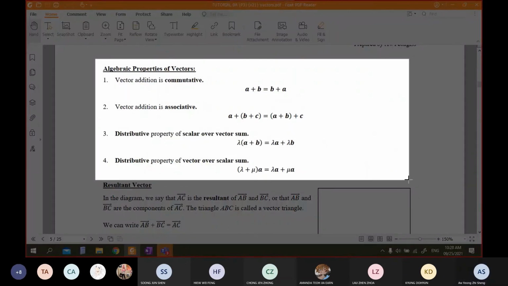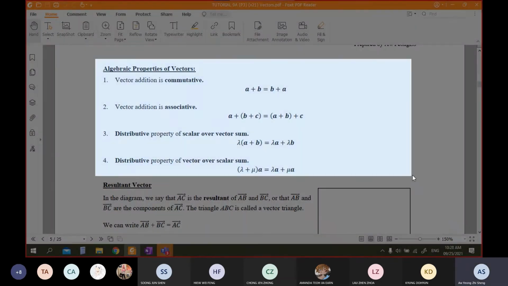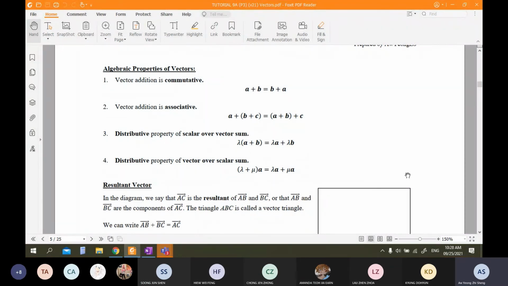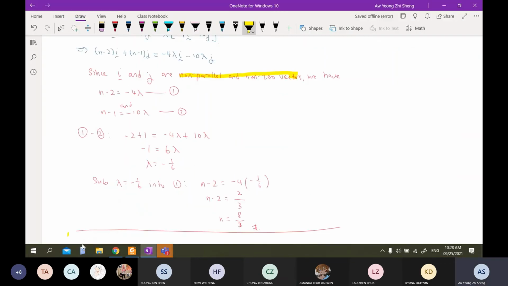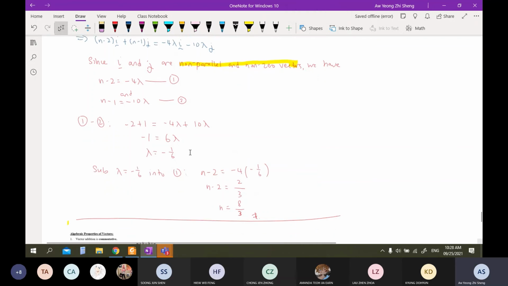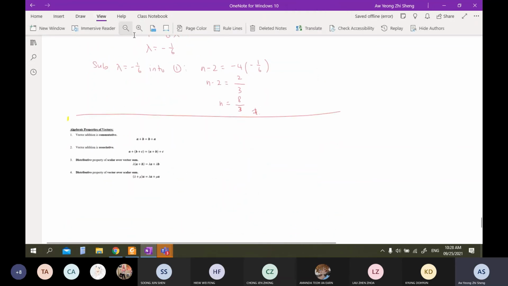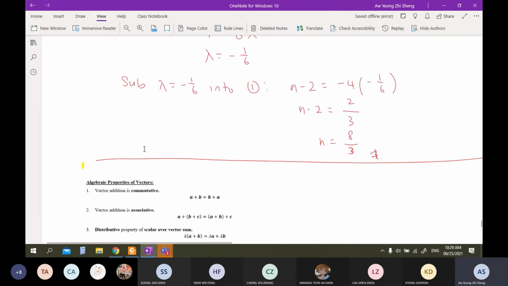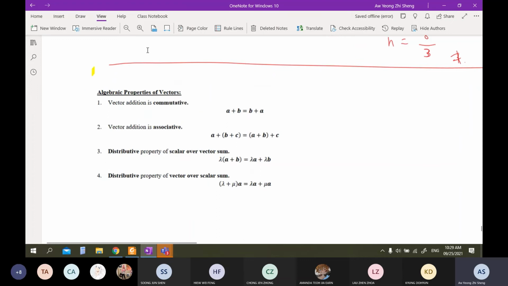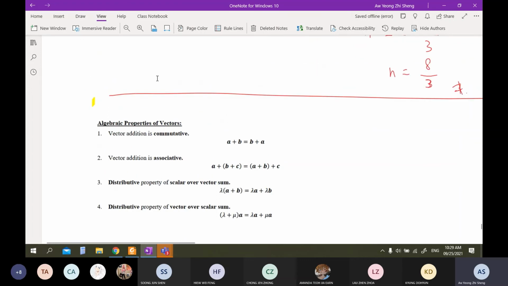Next is algebraic properties of vectors. So what are the operations that are allowed when you compute vectors in the algebraic form? These are properties that you have been using all the while in your secondary school. Whether or not you are aware of all these properties, you have been using all those. This is just to let you be aware of what properties you have been applying all this while.